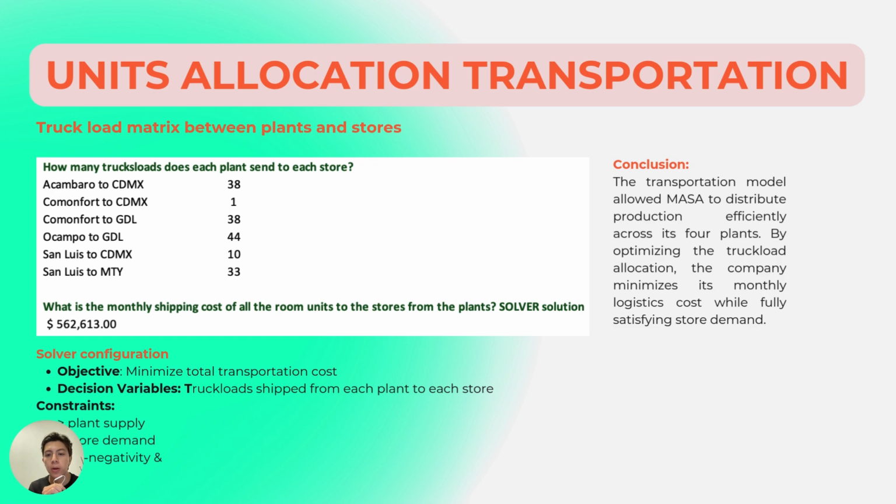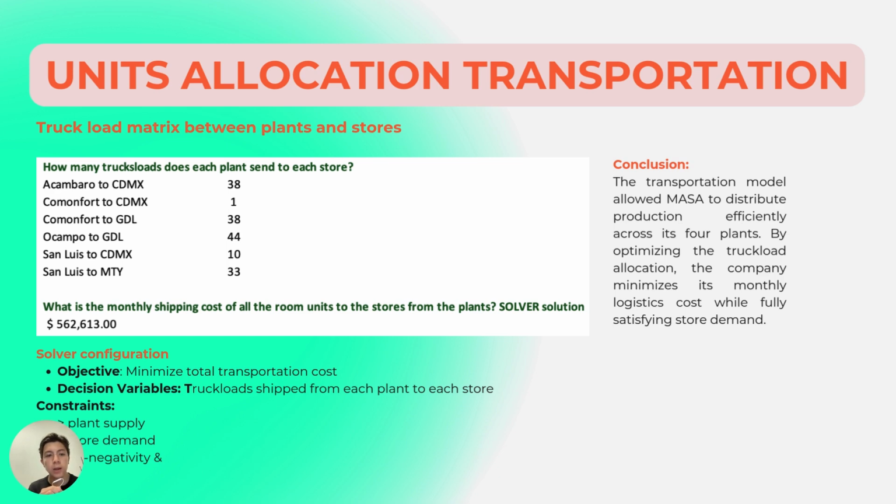Acámbaro, Ciudad de México, 38 truckloads. Comonfort, Ciudad de México, 1 truckload. Comonfort, Guadalajara, 38 truckloads. Ocampo, Guadalajara, 44 truckloads. San Luis, Ciudad de México, 10 truckloads. San Luis, Monterrey, 33 truckloads.